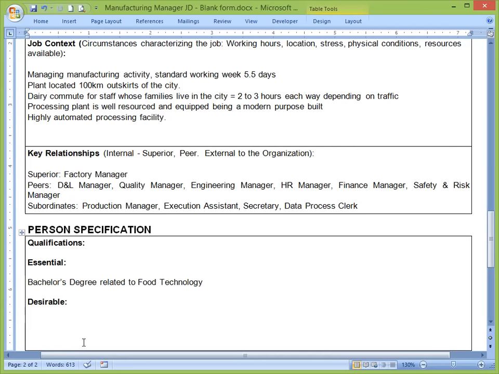Okay, I think this would be enough. Or any other, not necessarily food technology, but it should be food technology because he's managing production of food. Food and beverage, right? So as desirable, we can say master's degree, postgraduate, in food science. All right. Then what else?